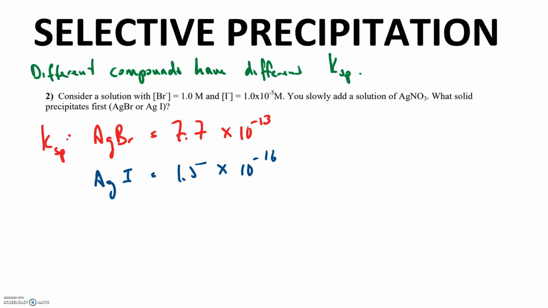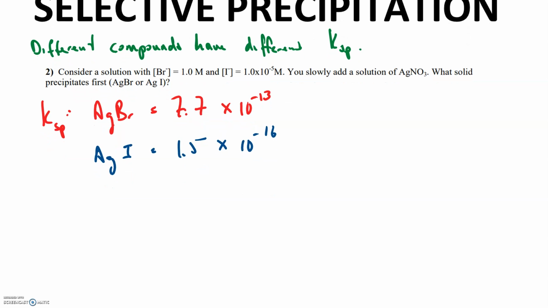Now obviously, all things being equal, the silver iodide will precipitate out at a much smaller concentration, 3 orders of magnitude smaller than the silver bromide. But we're also talking about different solutions here. So let's calculate the concentration of silver required to get each of these to precipitation. Let's do our silver bromide first.